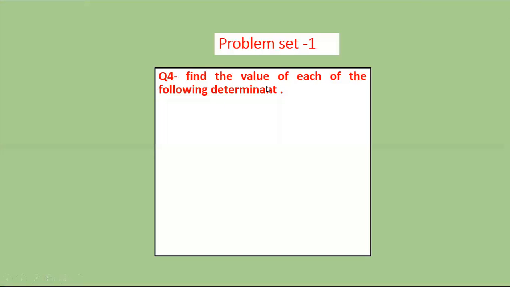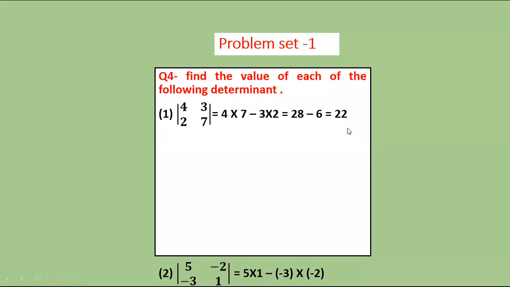Question number 4. Find the value of each of the following determinants. First example, the determinant 4, 2, 3, 7. To find the value of this determinant, first multiply 4 by 7 minus 3 multiplied by 2. Then we get 28 minus 6 is equal to 22.